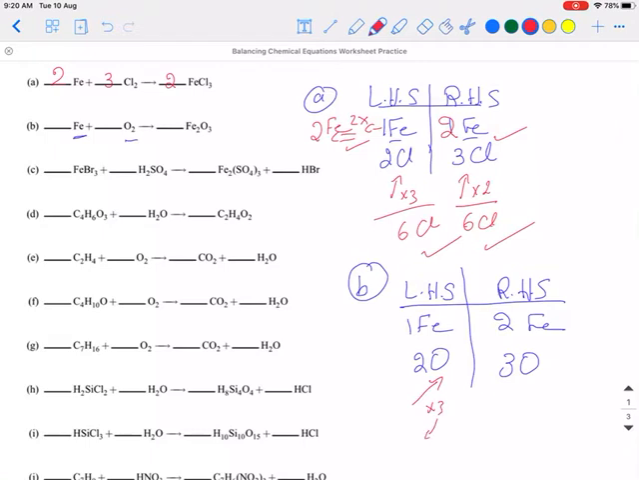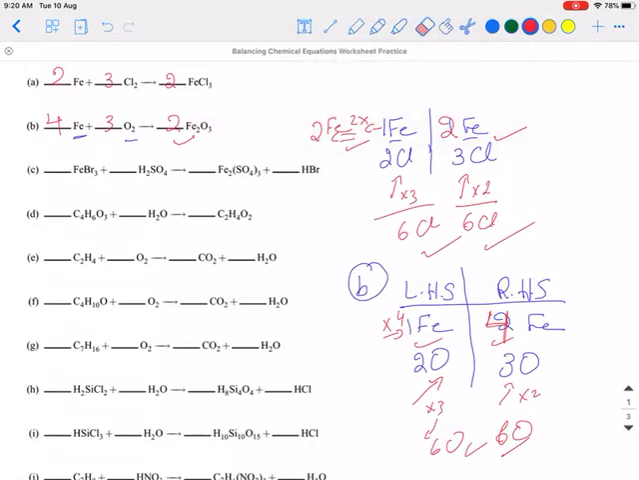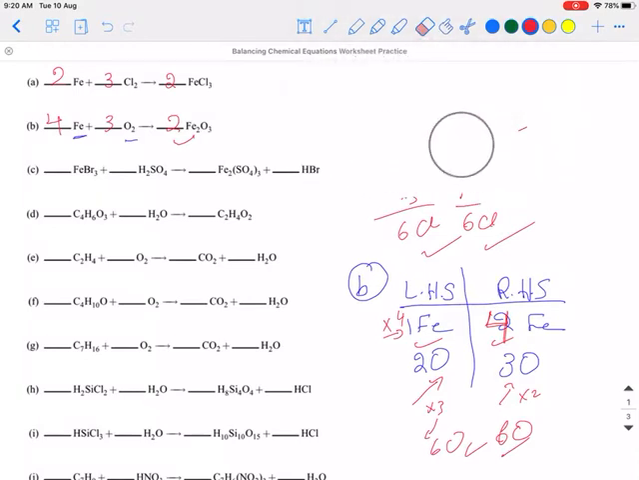I can again multiply this by 3 to give me 6O and this by 2 to give me 6O. So I multiply this by 3 and this by 2. When I did this, I disturbed the number of iron on the right hand side. 2 by 2 is 4. This is 4. So simply I will multiply this by 4. And now the number of atoms is equal, which means now the equation is balanced. We will move to the other equation, part C.